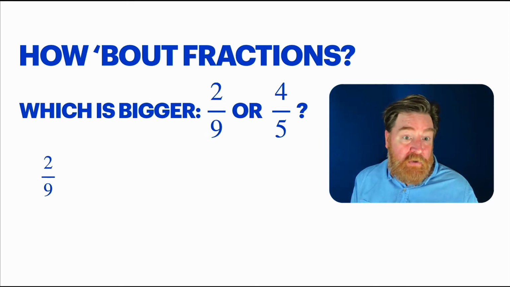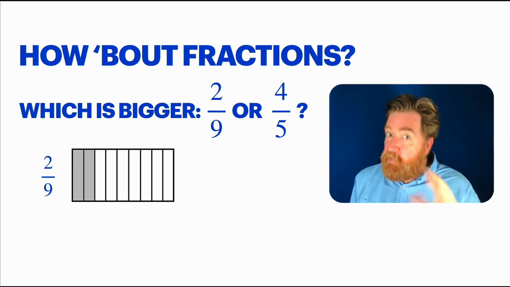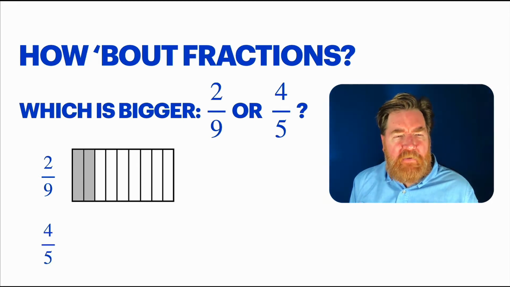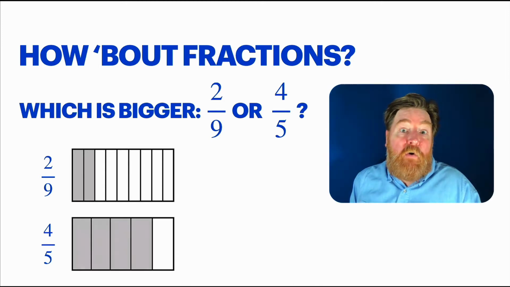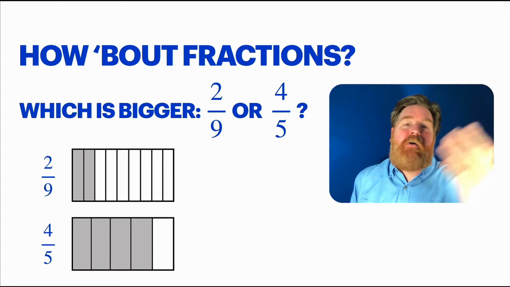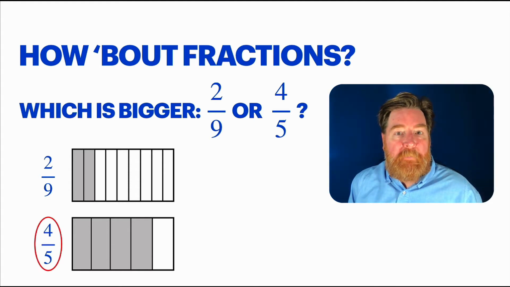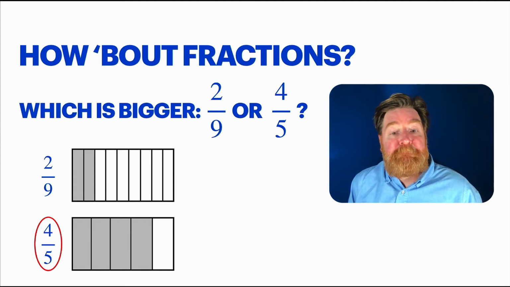So 2/9, there we go, 9 equal pieces, shade in 2. I think you guys are pros at that at this point. And let's do the same for 4/5. There's 4/5, break it up into 5 equal pieces, shade 4 of them. Now, looking at those bars, it's pretty clear, right? 4/5 is the bigger number. So the number bars really can help us out at the beginning.